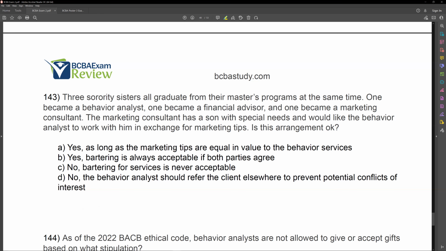So A, yes, as long as the marketing tips are equal in value to the behavior services. We want to do this to avoid things like conflict of interest, right? If they're only giving us an hour of marketing tips, yes, ethically, we need to provide the best services possible to the client, but if they're asking for 30 hours, that doesn't really equal up. So if you're going to barter, you need to make sure they're equal in value.